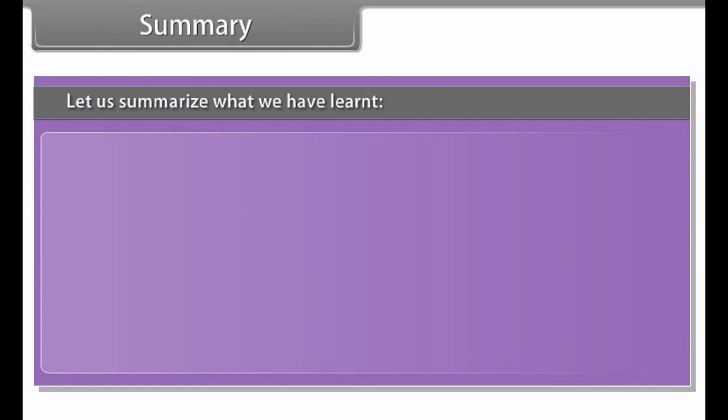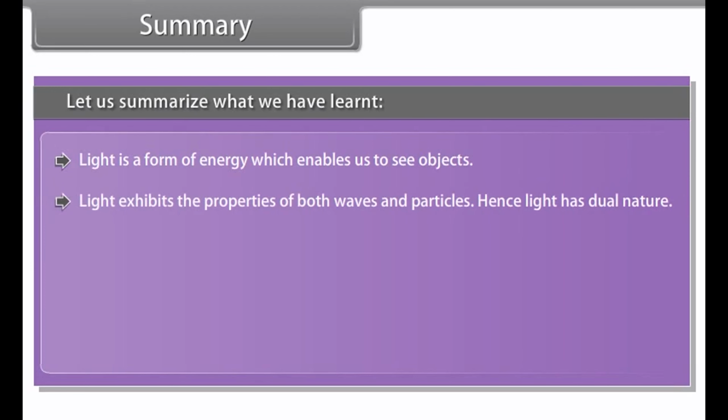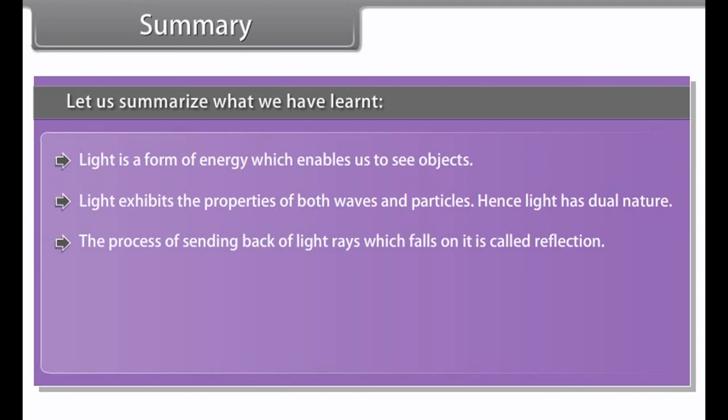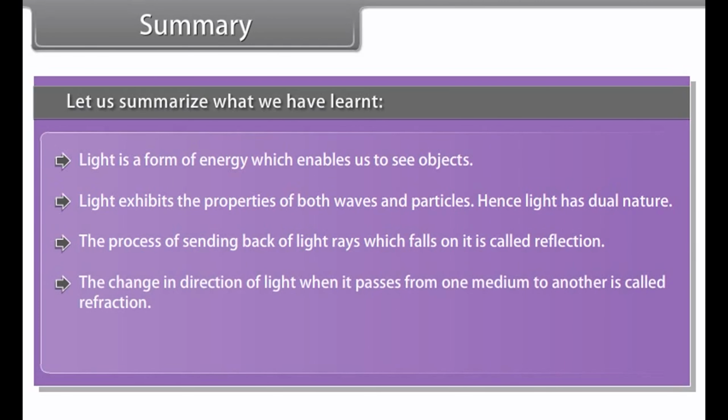Let us summarize what you have learned. Light is a form of energy which enables us to see objects. Light exhibits the properties of both waves and particles. Hence, light has dual nature. The process of sending back of light rays which fall on a surface is called reflection. The change in direction of light when it passes from one medium to another is called refraction.